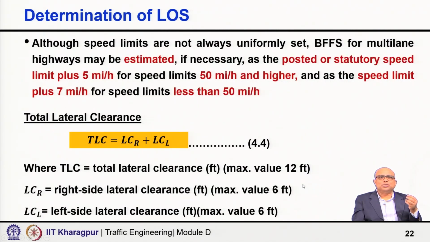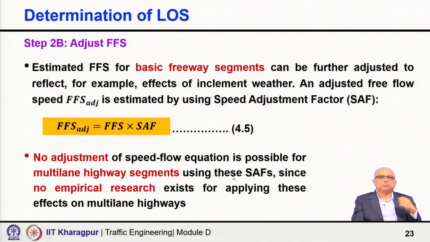And since we used total lateral clearance here, how do we get it? I have shown it here. You can take it as a summation of right side lateral clearance, maximum value 6 feet, and left side lateral clearance, again maximum value 6 feet. So, the TLC maximum value could be 12 feet. Less than 12 feet, some corrections.